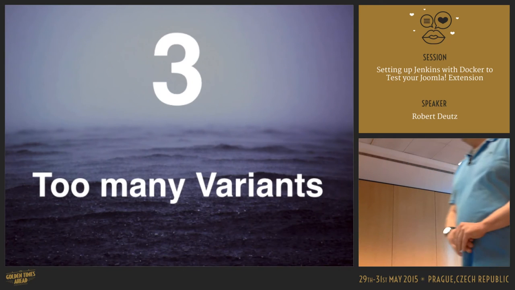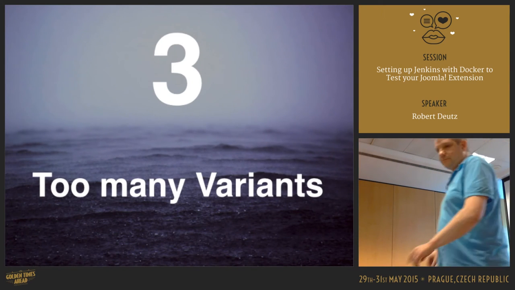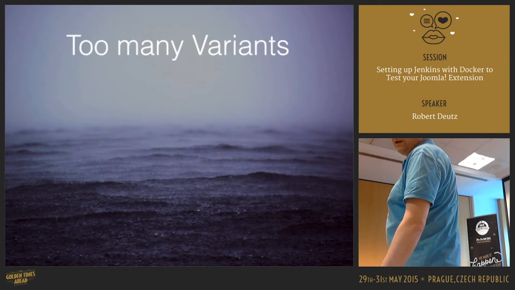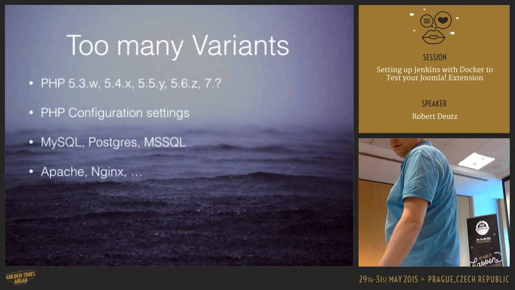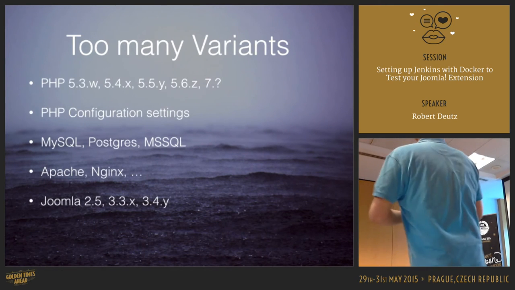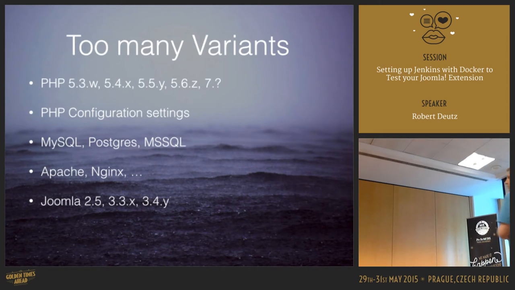We come to problem number three. One is too many variants of your tests. And I will show you all. So you see there are a couple of PHP versions at the moment for Joomla. You have many, many PHP configuration settings you can do. Memory limit very low and all these ideas you can have. So you can have different databases, you can have different web servers, there are more. And you have Joomla 2.5, 3.3, 3.4. I didn't put Joomla 4 in it, but it's not really there.